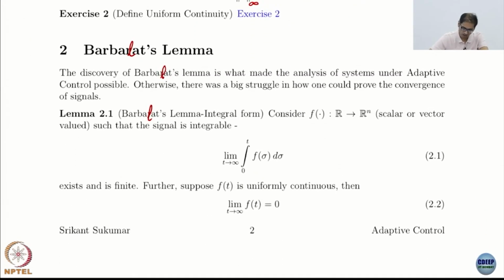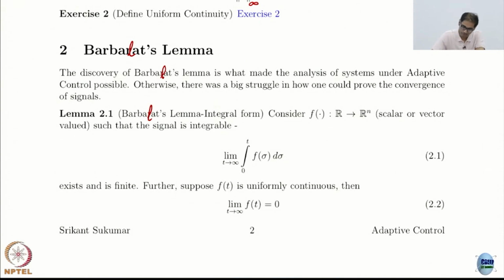There's this nice aside which says that the discovery of Barbalat's lemma is what made analysis of adaptive systems possible. Otherwise, for the longest time folks were struggling to figure out how to prove convergence in adaptive control. There was no good way because LaSalle invariance doesn't apply. So this was a path breaking result, or the result was already there; the finding of the result was the path breaking part, I guess.